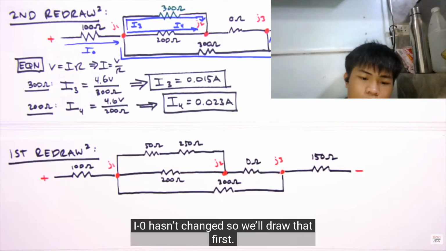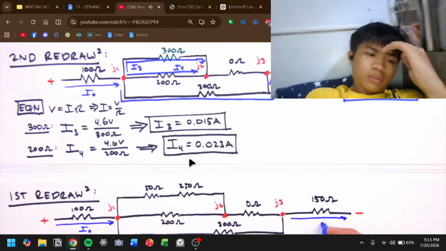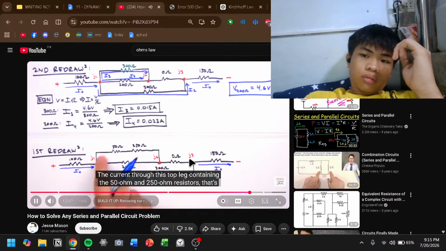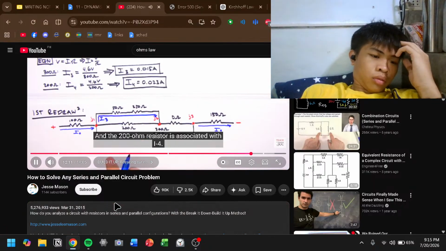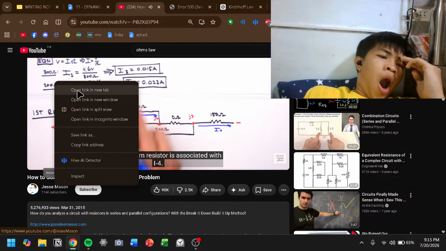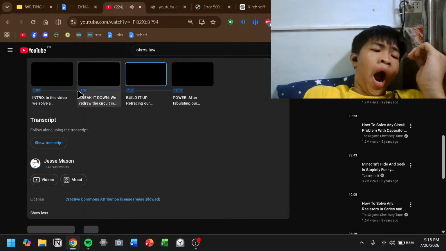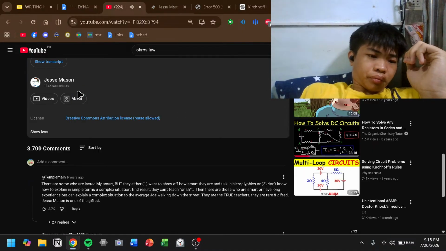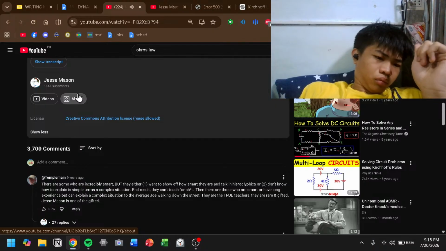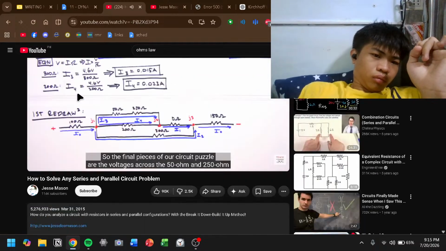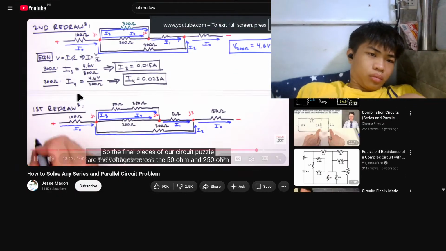Okay, I0 hasn't changed, so we'll draw that first. The current through this top leg containing the 50 ohm and 250 ohm resistors, that's I3 here. And the 200 ohm resistor is associated with I4. The current through the bottom leg, that's I2. And it looks like we forgot to label the current through the dummy resistor in our last redraw. That's just I1. So the final pieces of our circuit puzzle are the voltages across the 50 ohm and 250 ohm resistors.